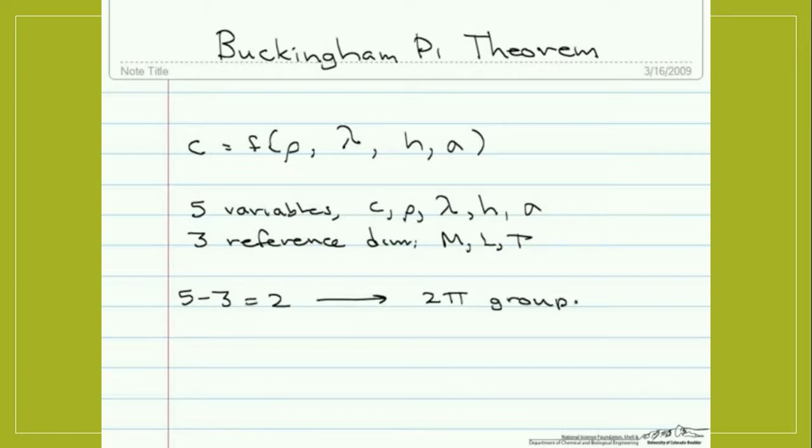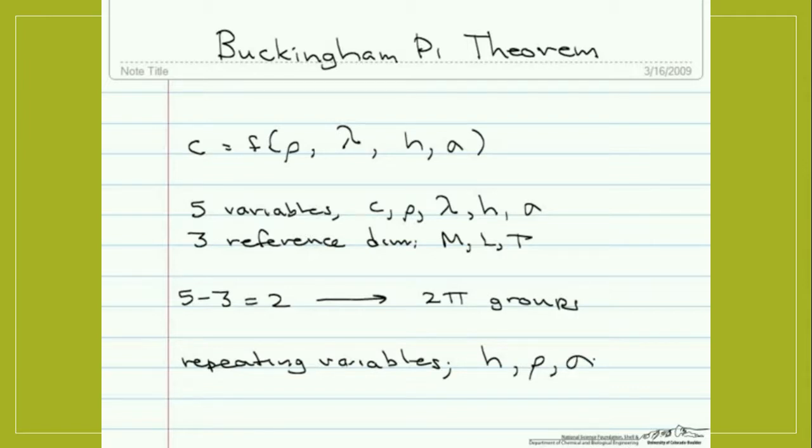So let's pick our repeating variables. The first one we'll pick is h because it's the simplest. We can't pick c because that's the variable that we're interested in. Once we've picked h, we can no longer pick lambda because lambda has the same dimension, L, as h. So that leaves as our repeating variables h, rho, and sigma, okay?